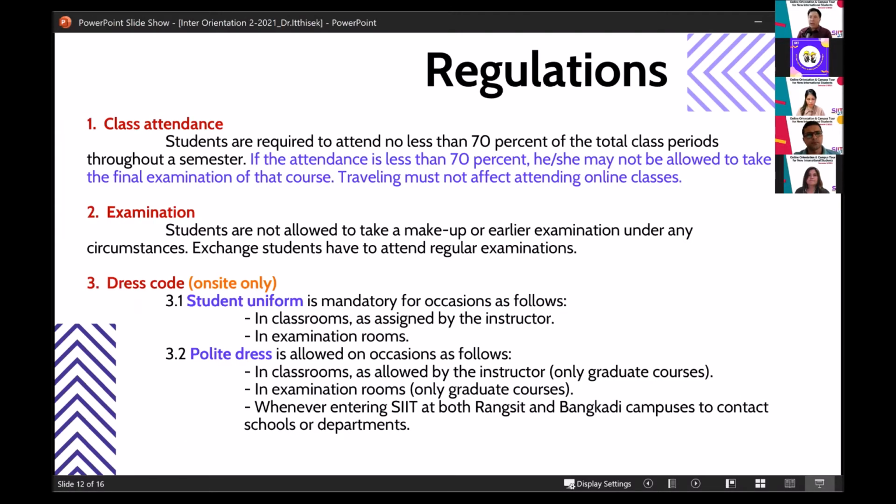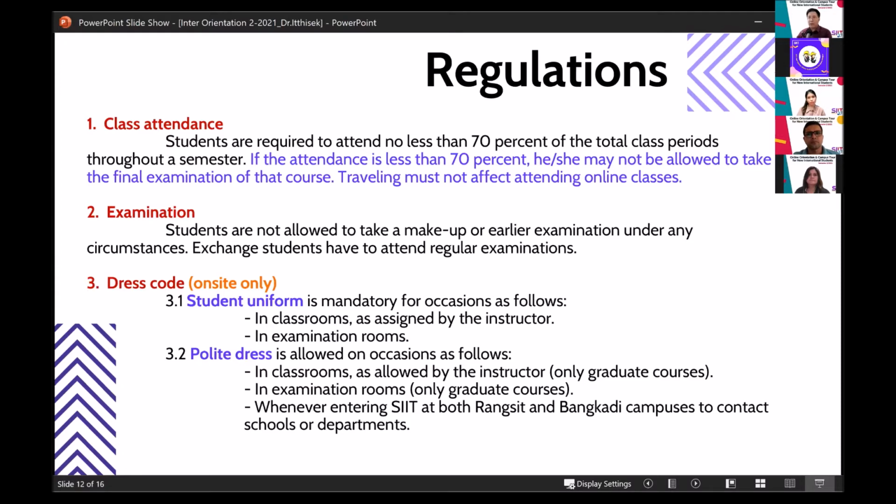Now, before I conclude my talk, there are a few matters that I've been asked to emphasize to all of the incoming students, because each of you comes from a different background, and perhaps you know a little bit about SIIT, maybe a little bit about Thailand, but there are a few things about the academic regulations that I must stress as you begin your stay. The first and most important is class attendance. In Thammasat and in SIIT in particular, you must attend at least 70% of the courses to be able to take the final examination.